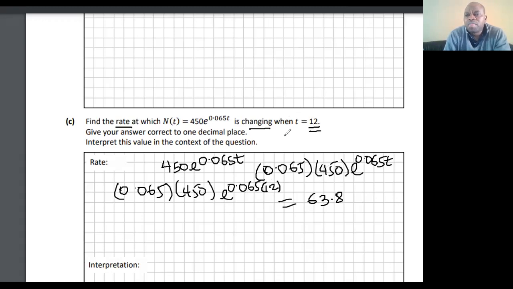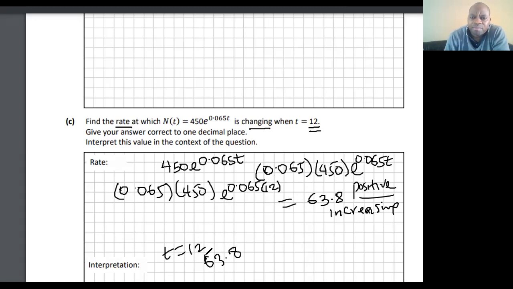It means that, number one, this is a positive value. If you get a positive value, that means it is increasing. The bacteria are increasing. So at this rate, it is increasing. If you get a negative value, that means it is decreasing. But what does it mean? That means when your time is 12, the rate at which it is growing is 63.8. That is what it means.